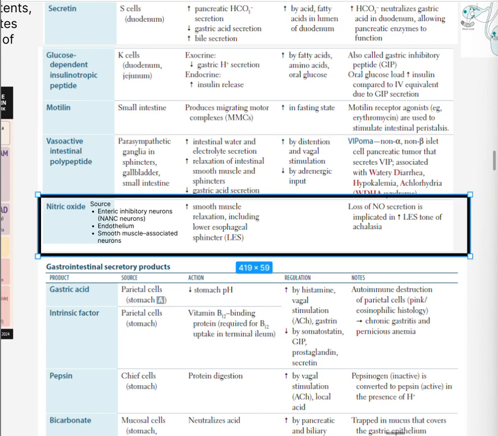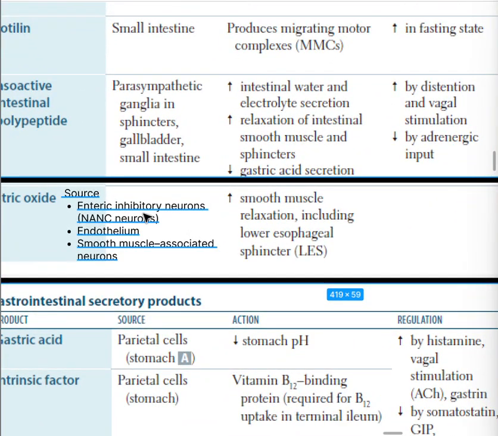We now move on to nitric oxide. Nitric oxide is a gaseous signaling molecule. It basically acts as a local transmitter. This is also a neurotransmitter. It also acts as a vasodilator, right? So it's a neurotransmitter, it's a vasodilator, and it's a gaseous signaling molecule. The key concept here is it acts paracrine, which means it affects nearby cells rather than traveling long distances in blood, right? Now, the sources of nitric oxide include the enteric inhibitory neurons, which are the NANC neurons.